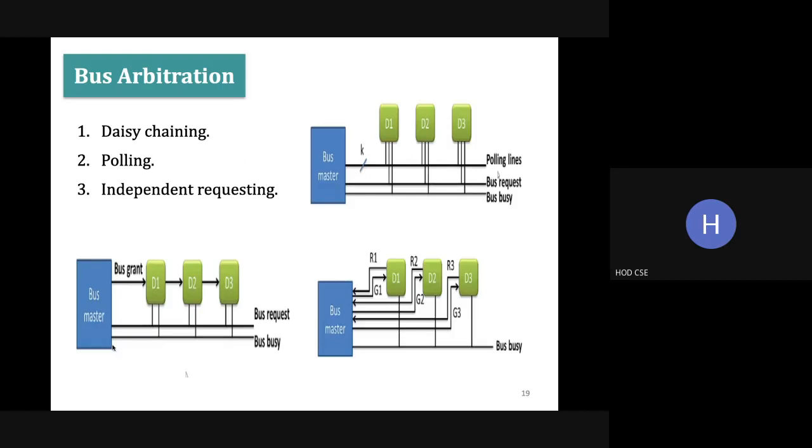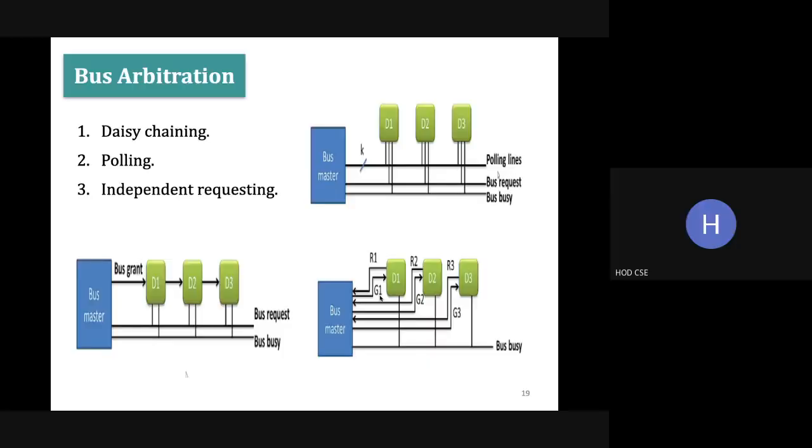Okay. So the advantages of the daisy chaining method are that it is very simple and only 3 lines are there: bus request, bus busy, and bus grant signal. And the disadvantage is poor fault tolerance. That is, if one device is not working, we cannot communicate with the other devices. That is the main disadvantage of this daisy chain method. Okay. So next one is the polling method. Here the disadvantage is that adding more polling lines is difficult, and there will be polling delay also.